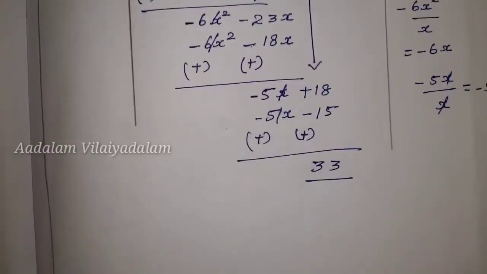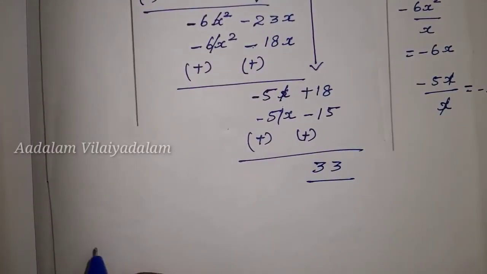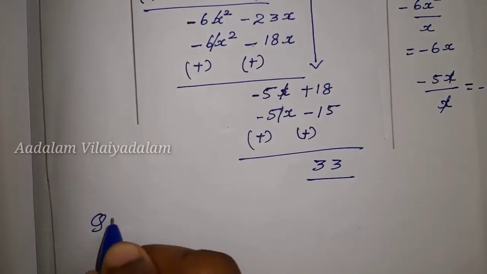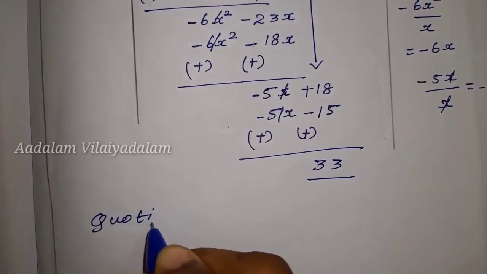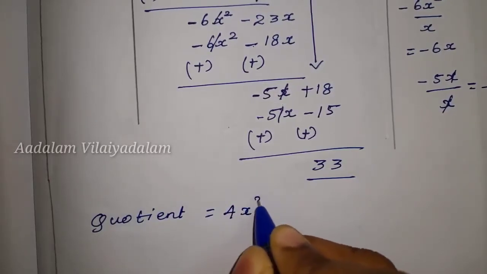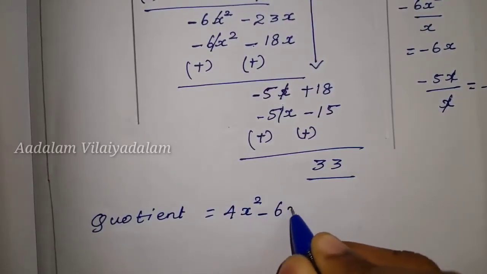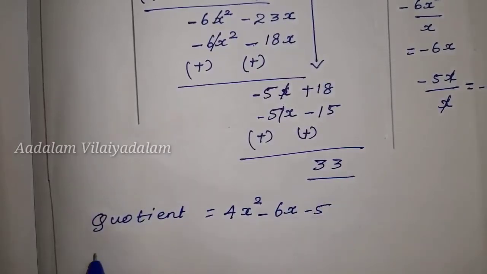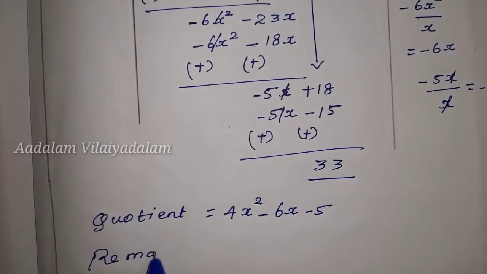So what is the remainder value here? The quotient value is, so the quotient is 4x square minus 6x minus 5. The remainder value is 33.